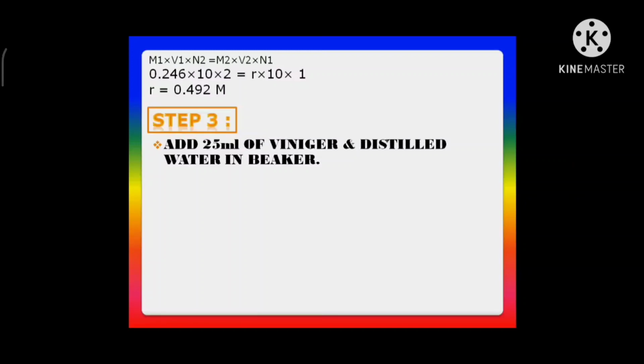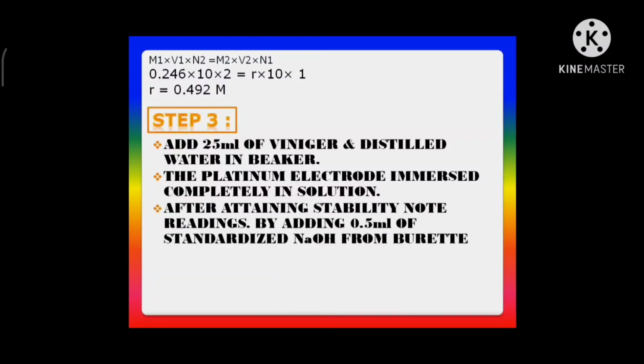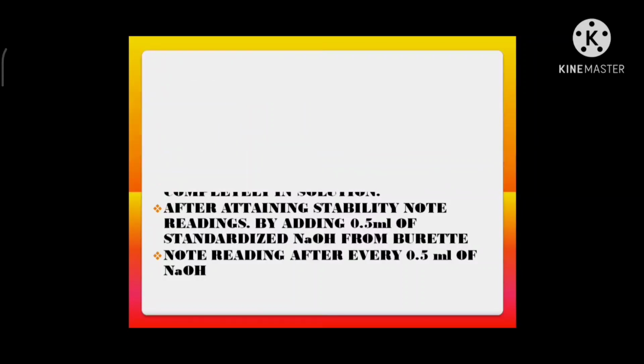Step 3. Add 25 ml of vinegar and distilled water in a beaker. The platinum electrode is immersed completely in the solution. After attaining stability, note readings by adding 0.5 ml of standardized NaOH from the burette. Note readings after every 0.5 ml of NaOH.